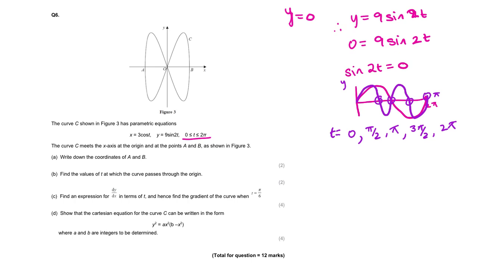Now, when I substitute this into x equals 3 cos of t, for each value of t, I'm going to find an x value. So let me substitute in 3 cos of 0. What is 3 cos 0?